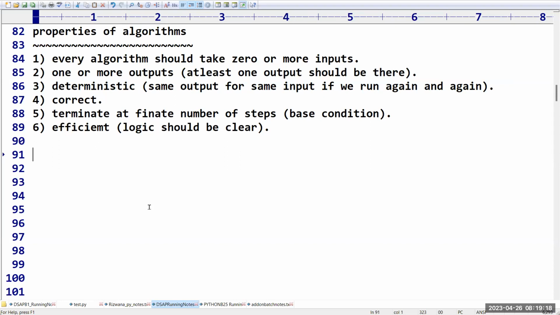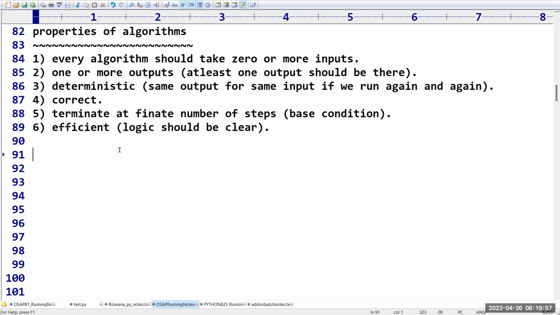What is the first property? Every algorithm should take either zero or more inputs. At least one output should be produced, and your algorithm should be deterministic. That means it has to produce the same output for the same input if we run it again and again. The algorithm should be correct, and it should terminate in a finite number of steps. That means we have to provide a proper base condition. Your program should be efficient, which means the logic should be very clear. So these are the properties of algorithms that we have.